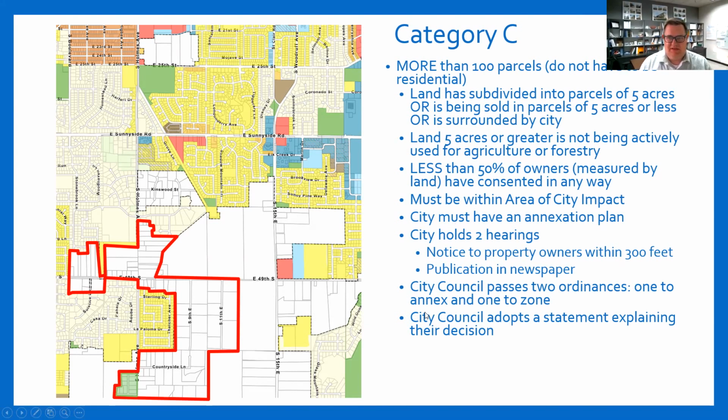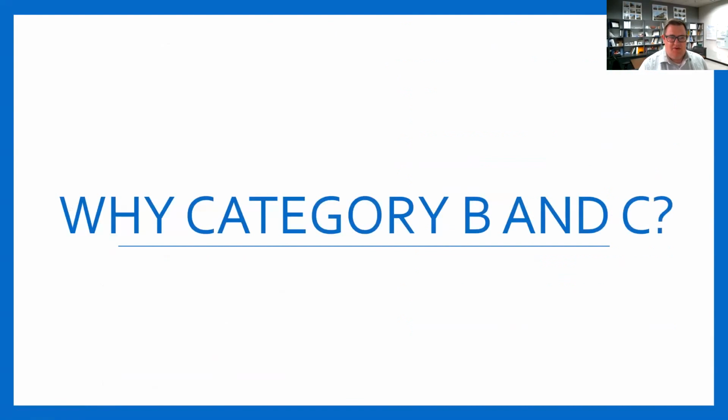Cities really don't attempt category C annexations because at the end of the day, if you don't have 50% of the owners that are consenting, you've probably wasted a lot of time and effort and really frustrated a lot of people when you really won't be able to proceed with that annexation. So I do want to spend just a couple of minutes talking about why category B and C, because it might seem odd, especially in the West and in areas where we really are serious about property rights. Why would the state allow category B and C annexations to even take place?